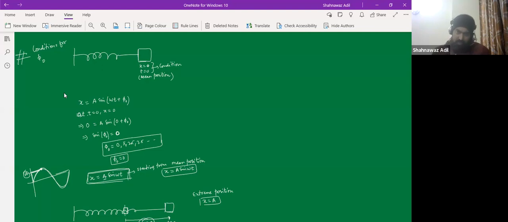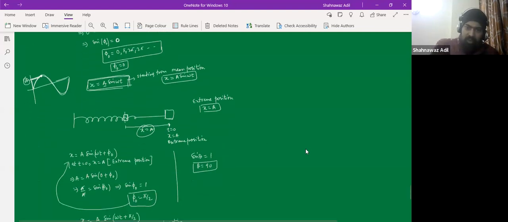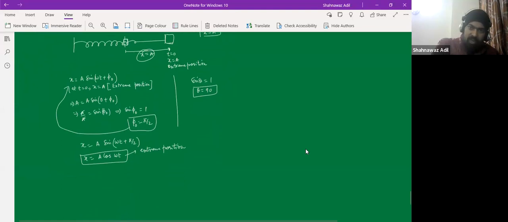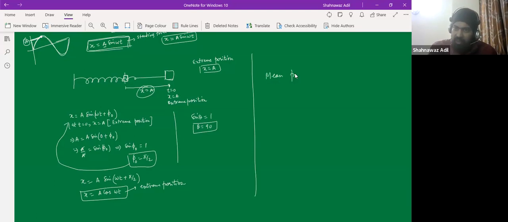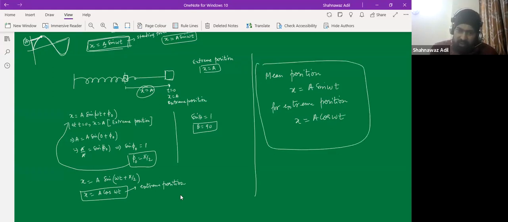Sir, can you scroll? Remember for mean position, the function is a sine omega t, and for extreme position, the function is a cos omega t. So these are the results that we got.